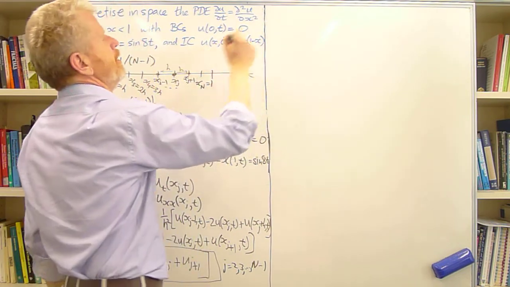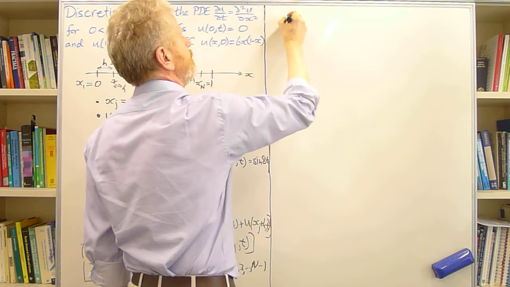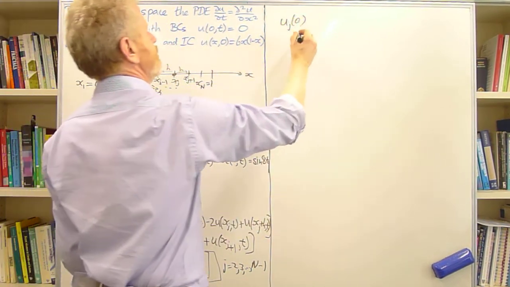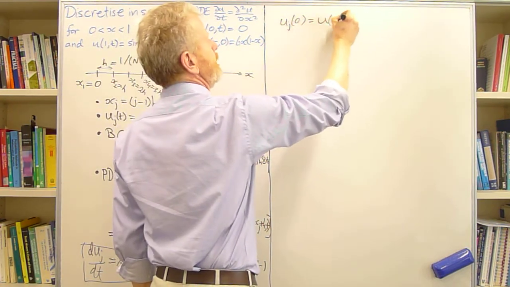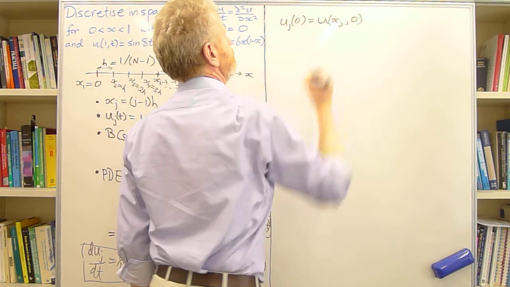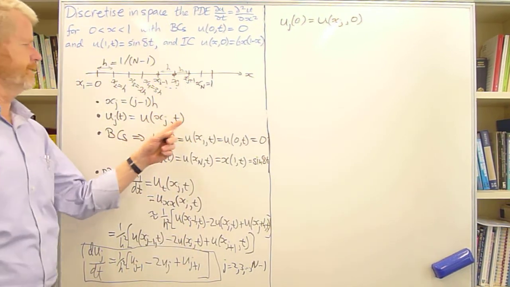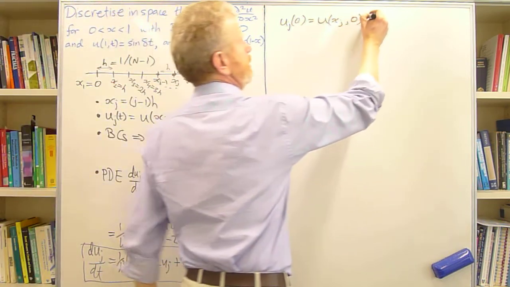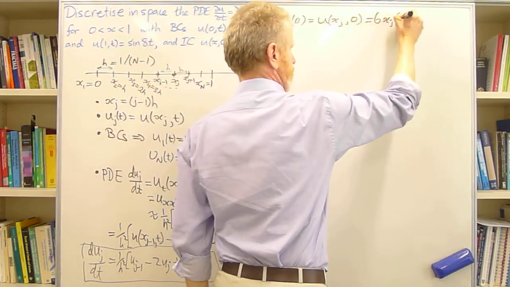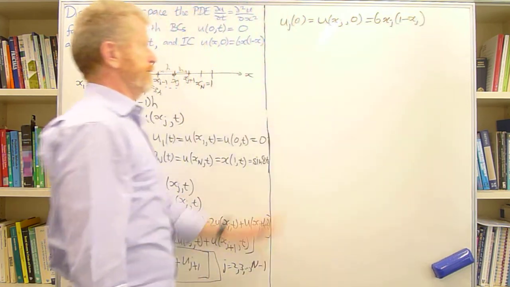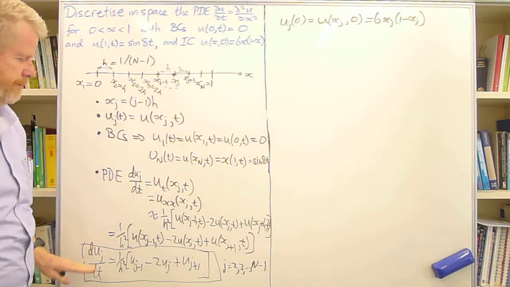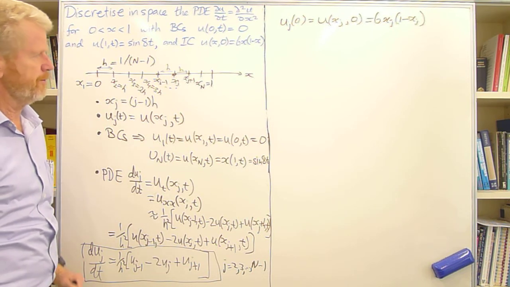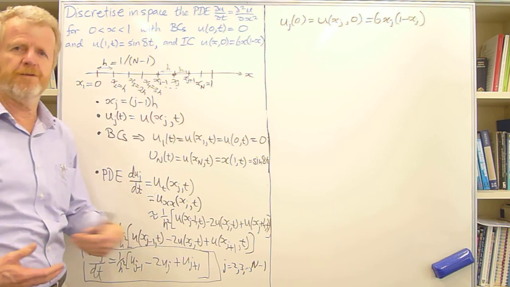So directly from this initial condition, we can say the initial value of uj at time 0 is u at (xj, 0) from our definition here. And u of (xj, 0) from this formula is 6xj(1 − xj). So that gives a value for the initial values of all of these interior points and an initial value for that set of differential equations. And we'll solve those computationally.